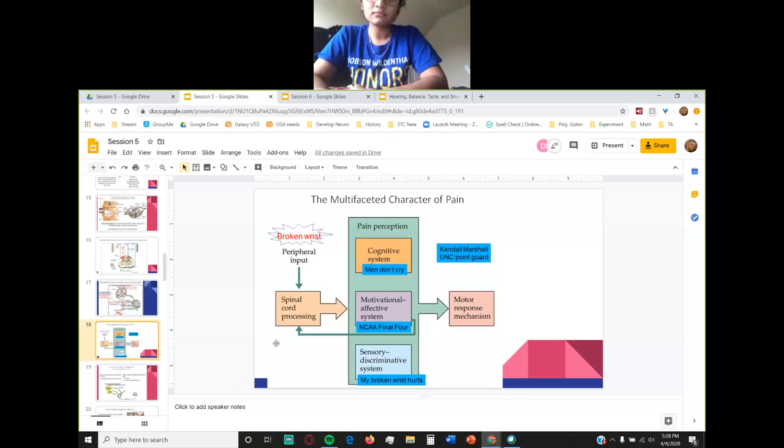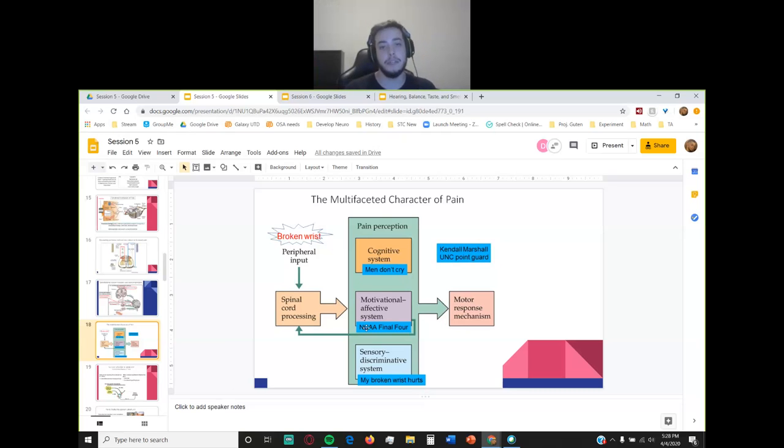It's also the end point, the motor response mechanism. So it's our response to that initial pain. So we're feeling that we've got a broken wrist. The "men don't cry" side of the cognitive system is just that we might still feel it, but we're not going to respond to it.